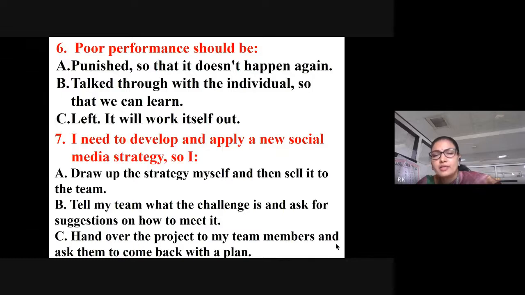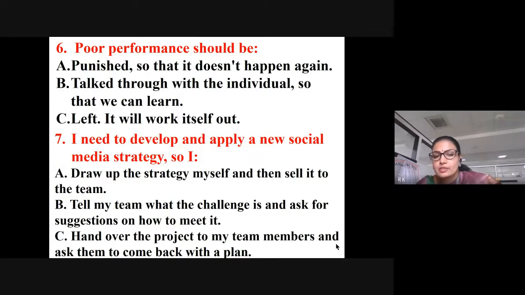My team members are exhibiting poor performance. What should I do? They should be punished so that it doesn't happen again, or they need to be talked through with individually so that we can also learn. So I just have to do some bit of counseling, or I'll just leave it. It will work out. See, time heals everything. When you give time for any particular problem, it will heal on its own. So I'll just leave it to that. So this is what you would do, A or B or C.